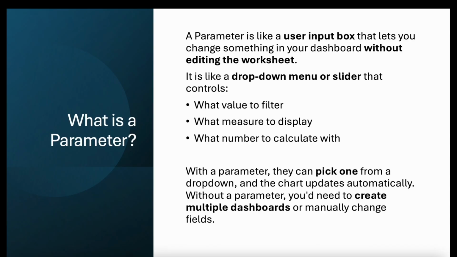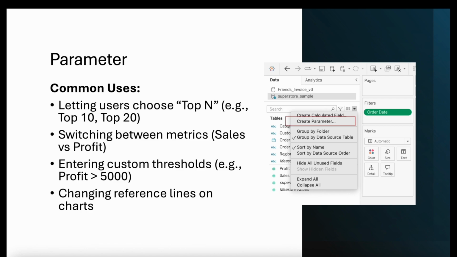So it's like a drop-down menu or slider. It controls what to filter, what measure to display, or what number to calculate. Again, the common uses of a parameter could be top N, like top 10 products, or top 20 customers of the year, and so on. You can also enter a specific threshold if you want to get those products that allow a business to gain a profit of more than $5,000 or $20,000. And you can also use a parameter to change reference lines on charts.